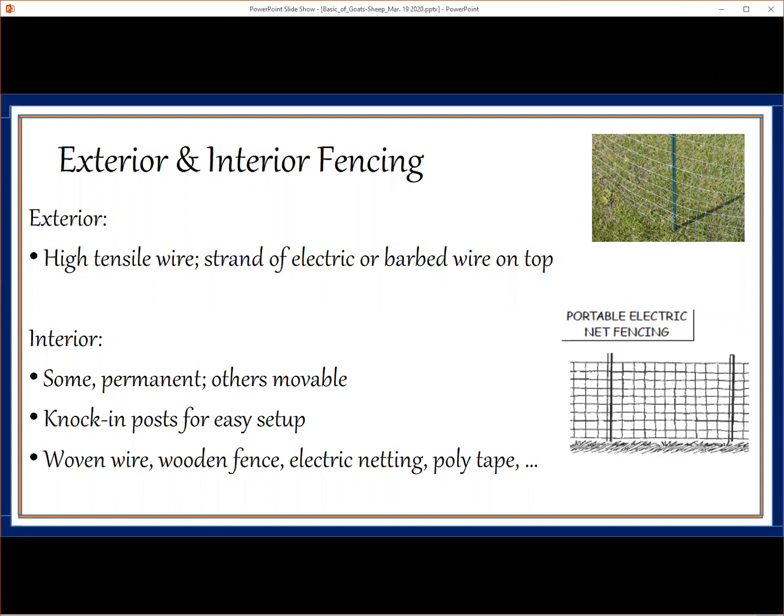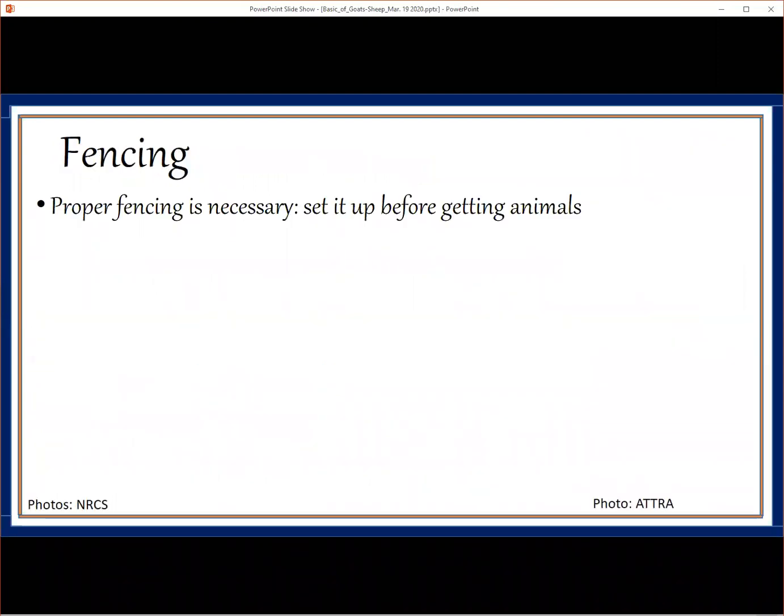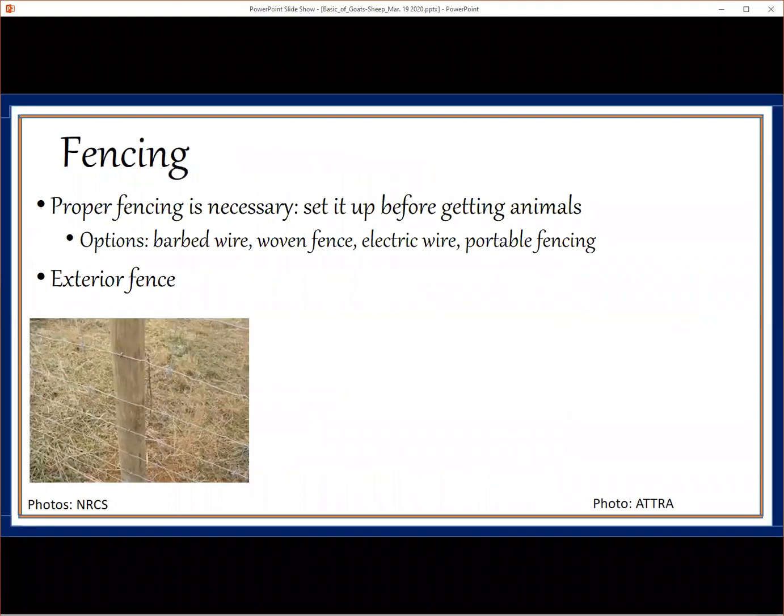And in this slide, I have examples of exterior fence like that one. You notice that the bottom three strands are much closer together than the strands at the top. That will keep your animals in and those that you want out.